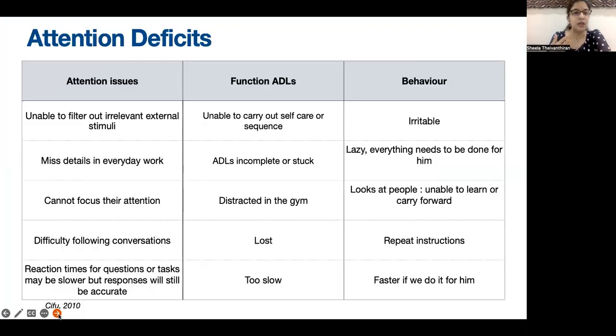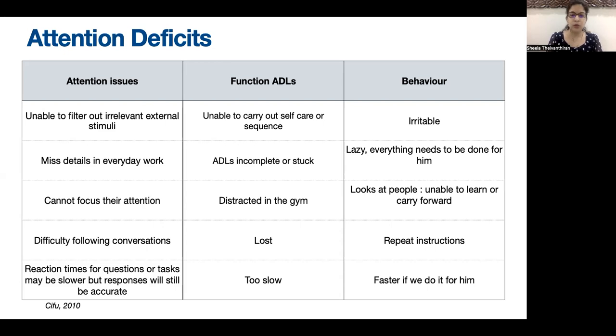So how would the patient present? They're unable to filter out external stimuli, so they're unable to carry out self-care or take care of themselves. And they will appear to be irritable, okay? They miss out details in everyday work if they have attention issues. So therefore they're stuck in their coursework, in their work, in their assignments. And it appears to the person managing them as lazy, and whatever they're supposed to do, we have to help them.